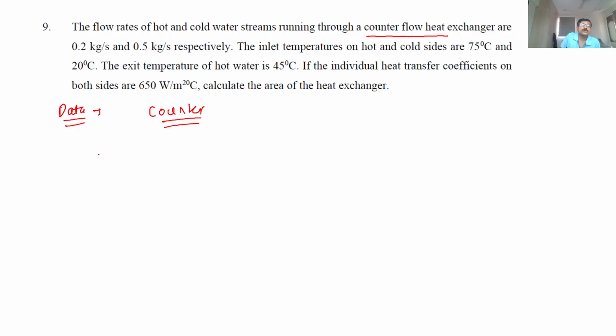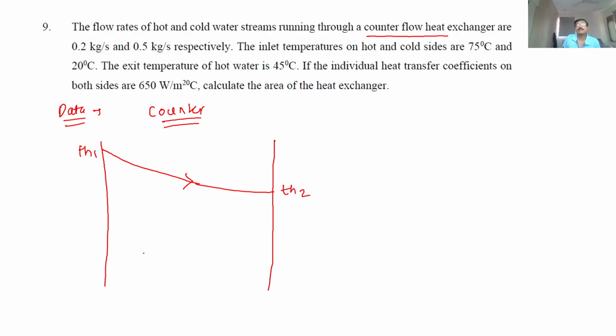Okay, counter flow. So draw the temperature profile diagram for counter flow. So what is counter flow? For example, hot fluid is making entry from left side and making exit from right side. So this is TH1 and TH2. But now cold fluid is making entry from opposite side. So it has to be from here. And then the cold fluid temperature goes on increasing. So this is your TC1 and this is your TC2.